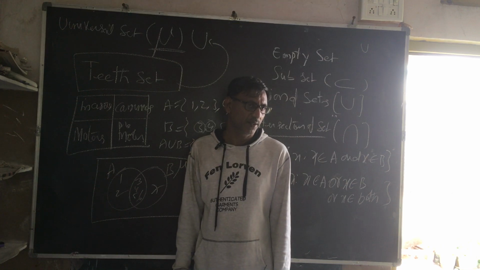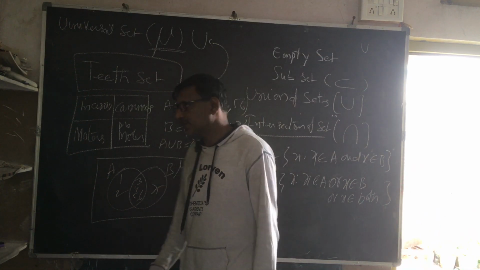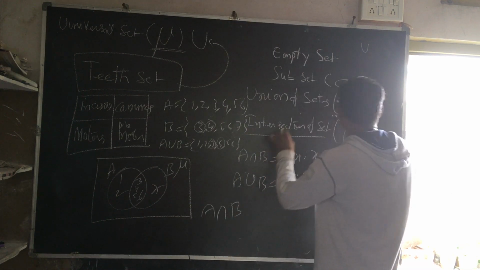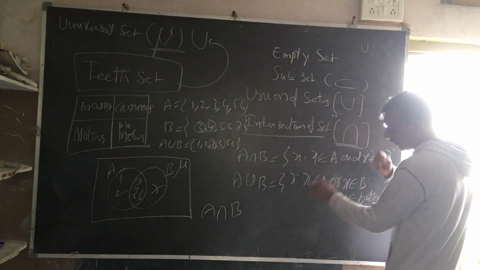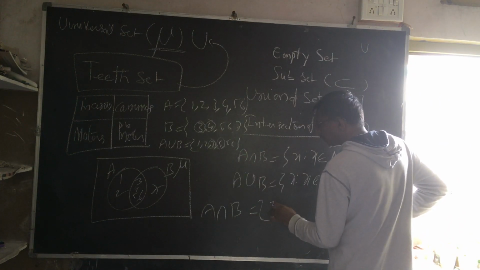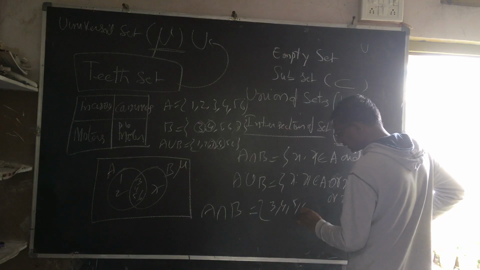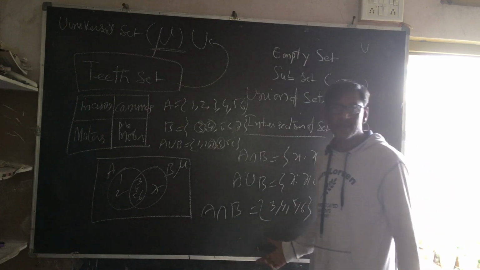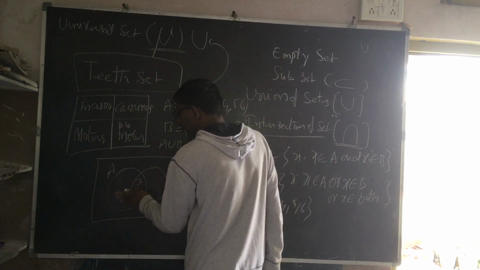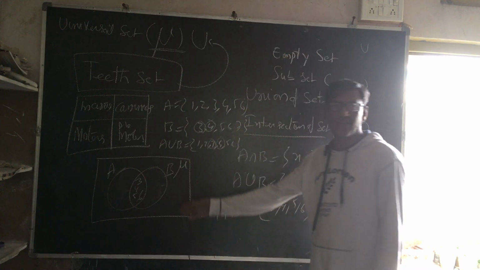Any doubt in it? Sometimes they may ask A intersection B. I told you now intersection, where is it? This is the same intersection. Intersection, what are there? 3, 4, 5, 6, right? These are the elements in common, right? You don't write this one and this one. We get the intersection of it. This is the Venn diagram.